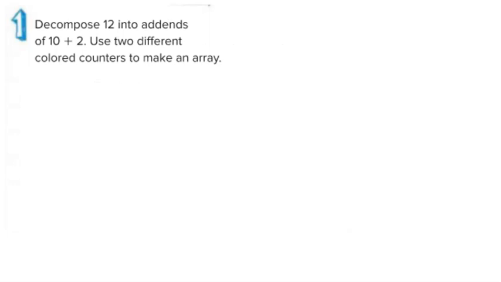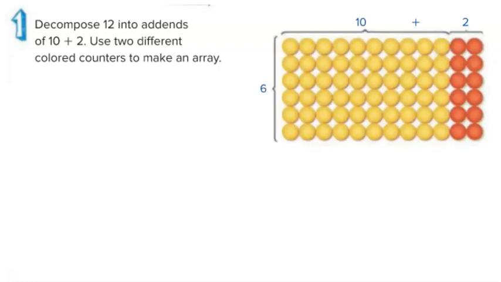So first we're going to decompose or break apart 12 into addends of 10 plus 2. So it would look like this. We have 6 times 10 in yellow, and then 6 rows and 2 columns, so 6 times 2 in the reddish orange kind of color.